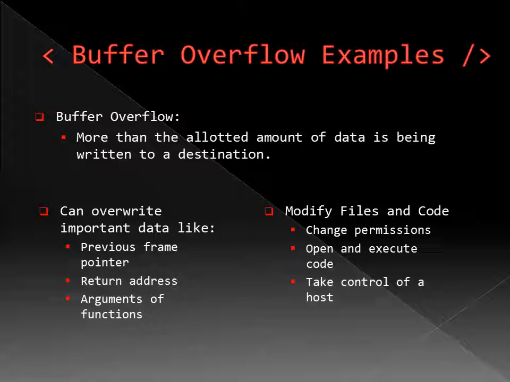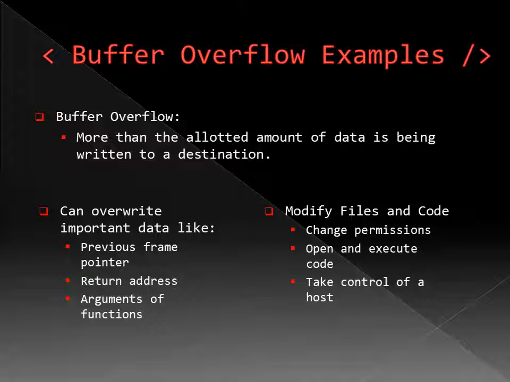Buffer overflow examples. Buffer overflow is essentially when there is more than the allotted amount of data being written. If there is a buffer overflow attack, the most common thing is for data to be overwritten in the stack and heap. Previous frame pointer, return address, and arguments of functions are some of the different types of data that's typically being overwritten.